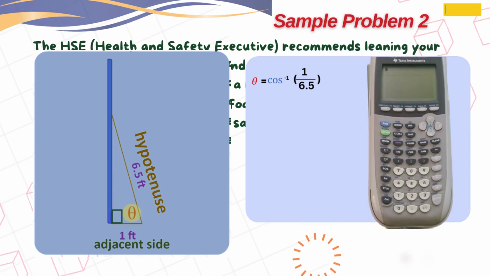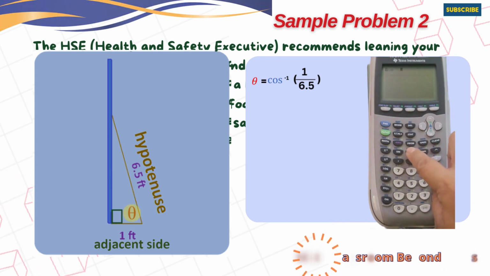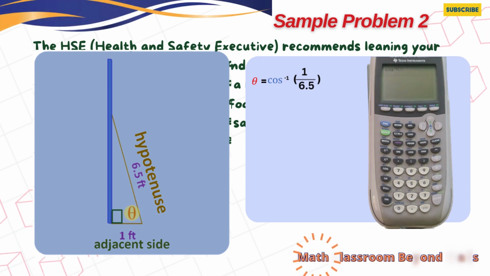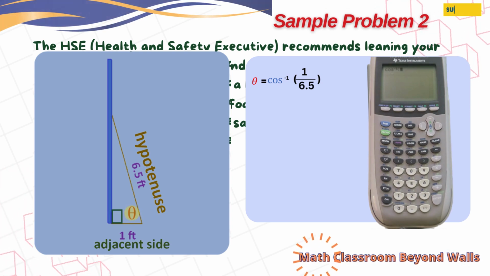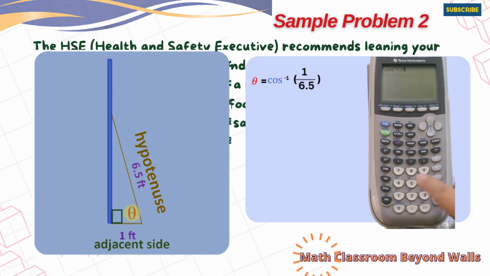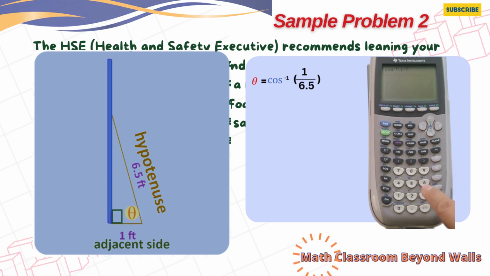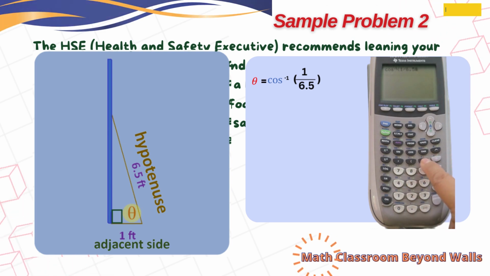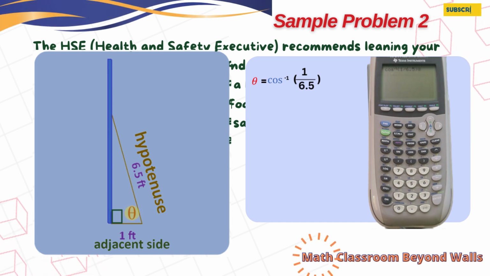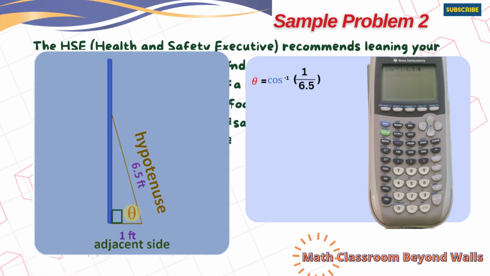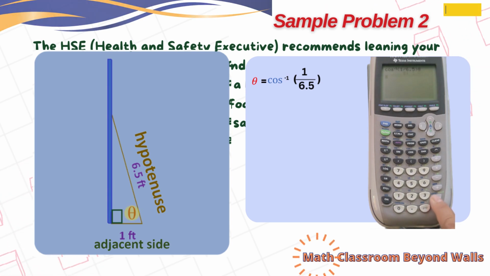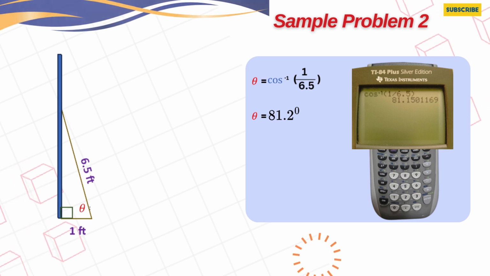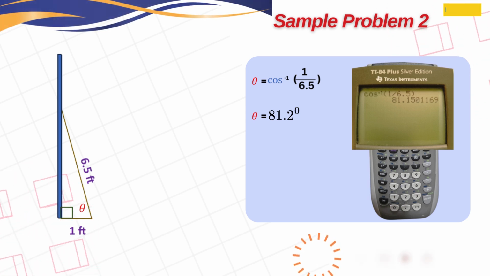Activate the inverse trigonometric ratio by hitting second, then hit cosine to the negative 1. This is what you will see on your calculator now. Continue by typing 1, hit the division sign, type 6.5, then hit the close parentheses. This is what you will see on the screen of your calculator now. With the image on the screen, hit enter. You now have this value of theta. So theta is equal to 81.2 degrees.